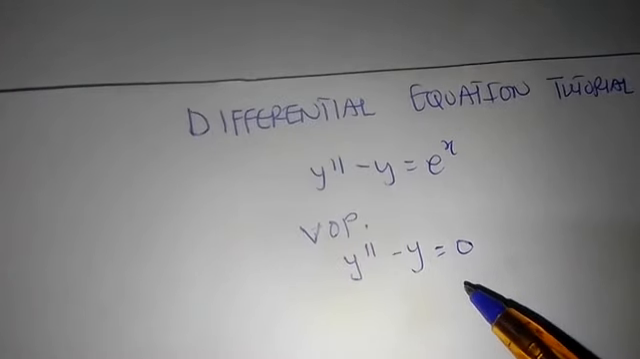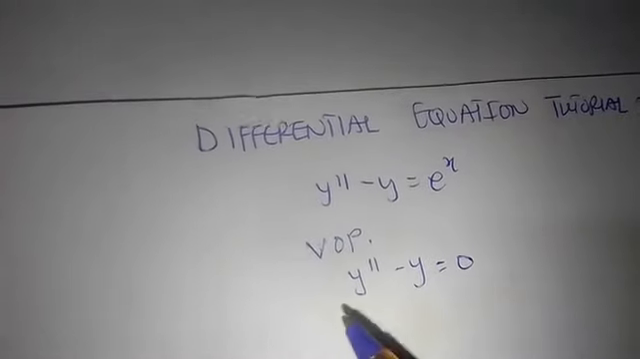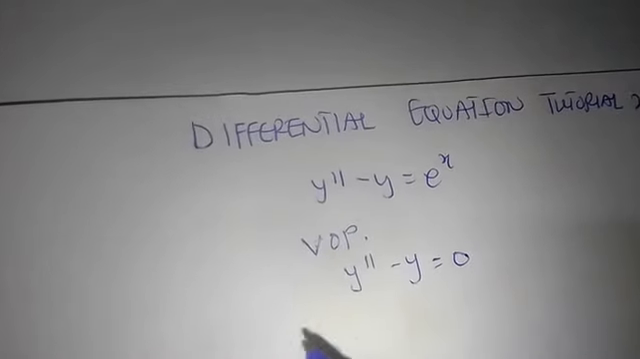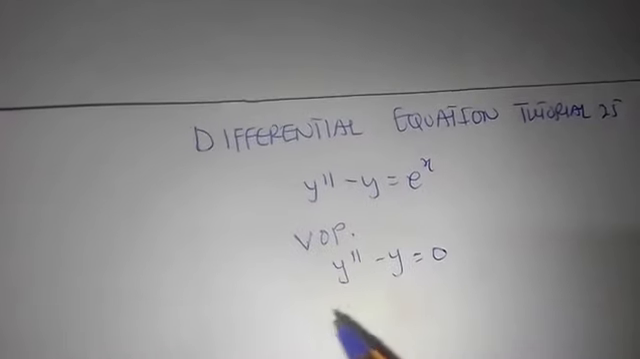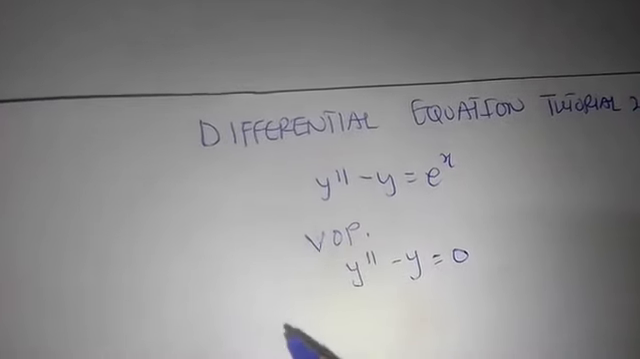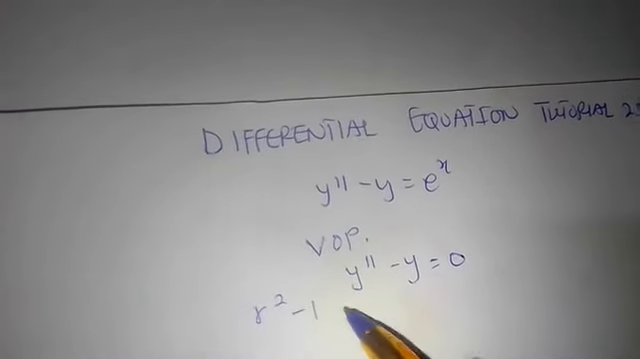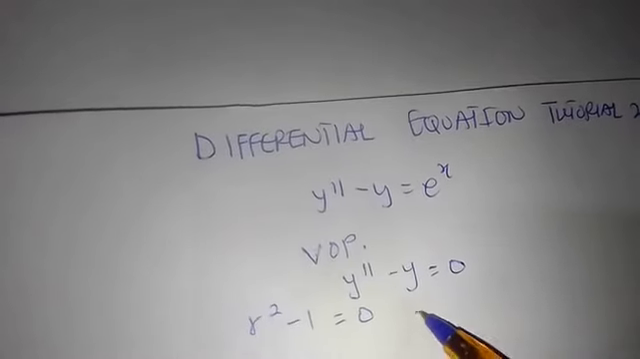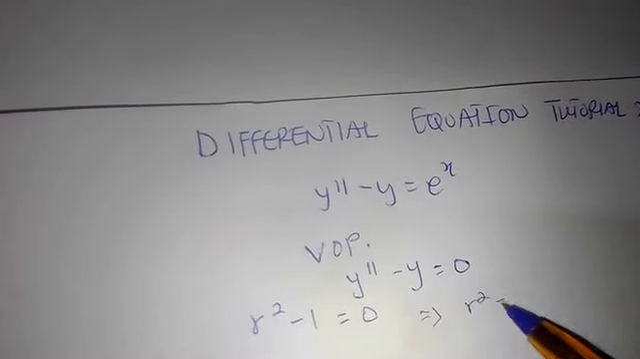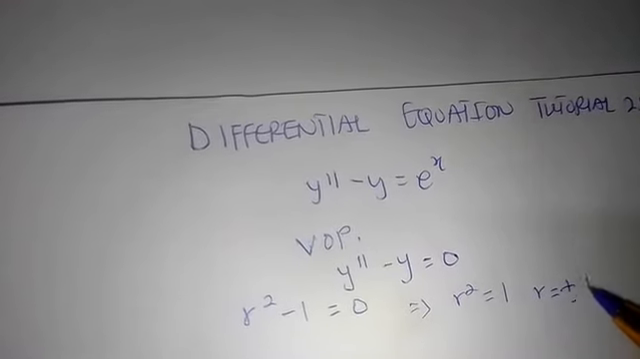So how do I get the complementary solution from here? We write a characteristic equation, which is given by the coefficients of this. So I'm going to get r squared minus 1 is equal to 0. From here I get r squared equal to 1, therefore r will be equal to plus or minus 1.